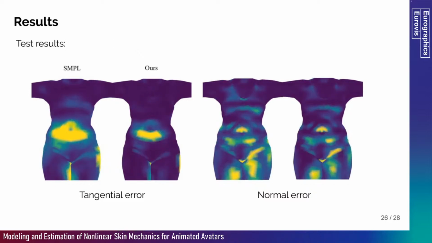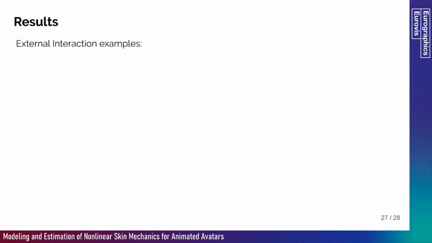And here are the same results for a test sequence. Comparatively, in both estimation and test sequences, the reduction in tangential error is more noticeable. We proved the external interaction capabilities of our model with some simulation examples.